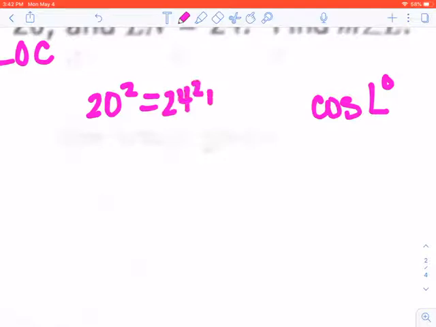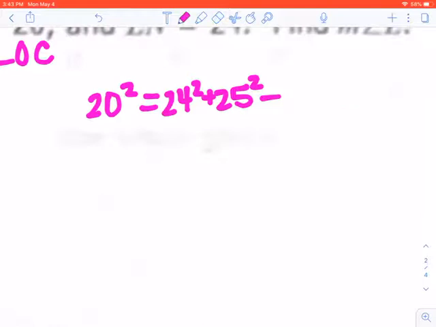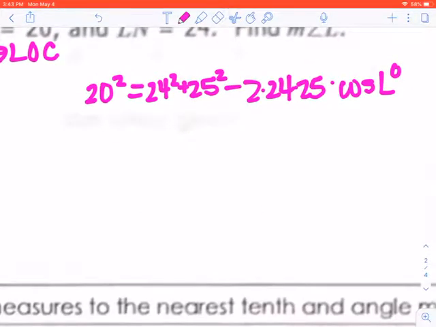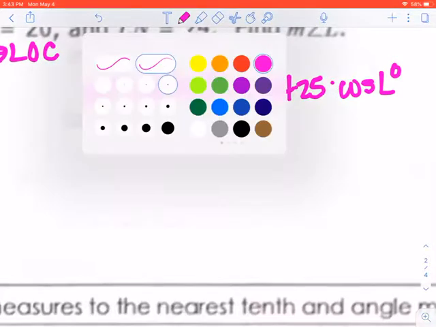24 squared plus 25 squared minus, I'm going to run out of room, minus 2 times 24 times 25, and then times the cosine of angle L. I ran out of room. Okay? So, again, what you're looking for on the outside, the other two sides in the middle. And then you have to do the math.